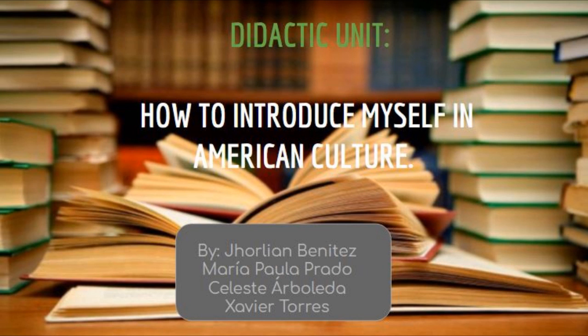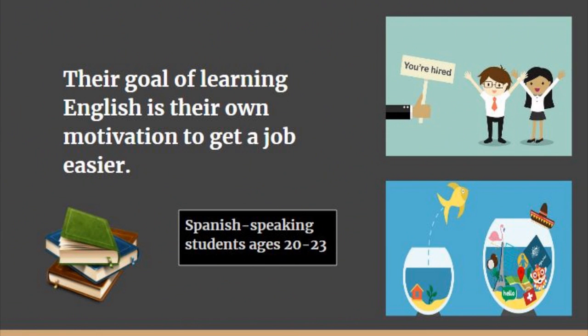Our didactic unit is called How to Introduce Myself in American Culture. We will work with 10 Spanish-speaking students aged from 20 to 23, with a basic level A1, who are learning English as a second language in an institute in the United States. Their goal of learning English is their own motivation to get a job easier. The institute has internet, computers, loudspeakers, video games, and a spacious room in order to carry out these activities.